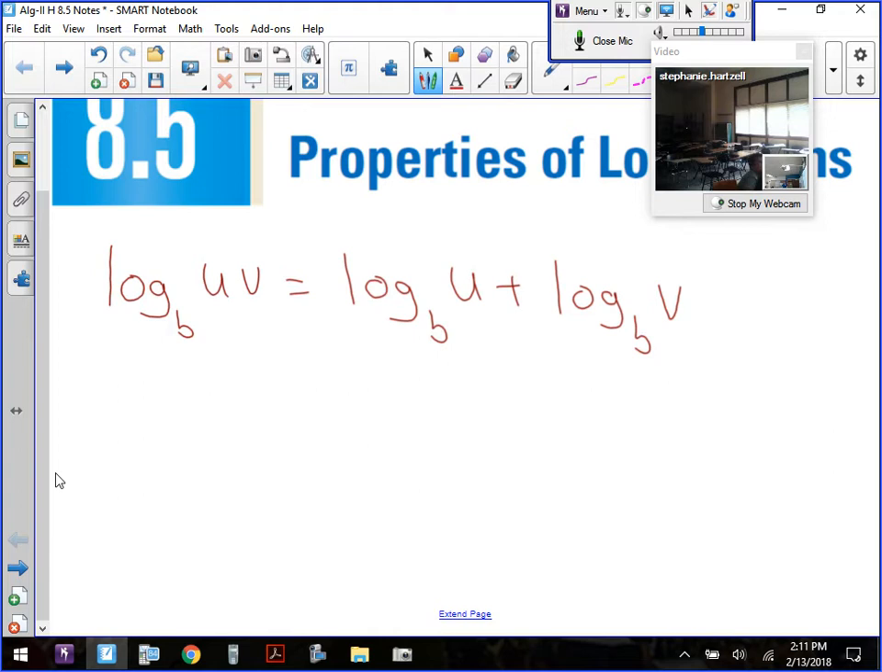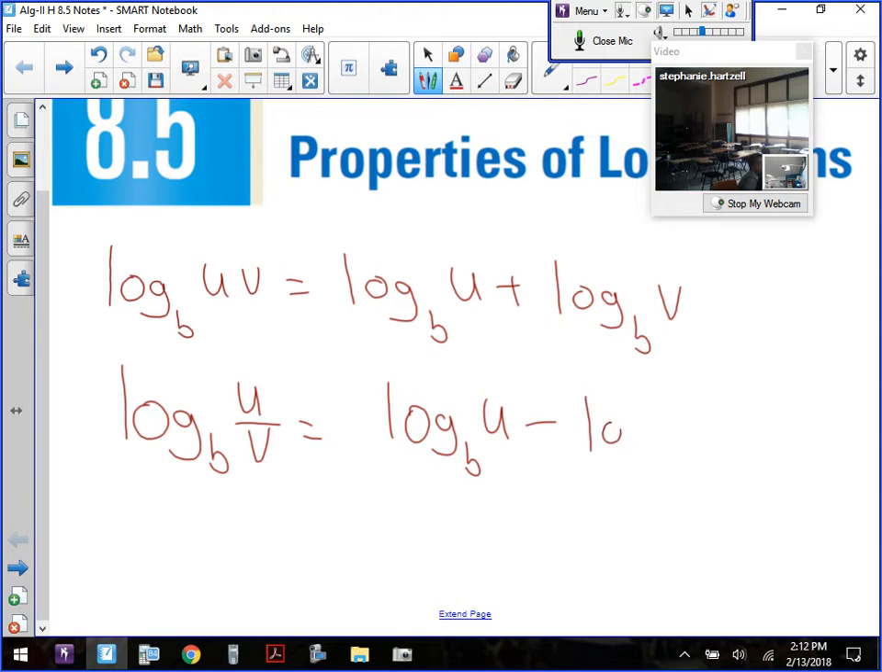All right. So you can split apart multiplication problems into two logs via addition. You can take division problems and split them into subtraction. And once I put these things together with specific values, you'll see what I'm getting at here. It is really easy to work with.